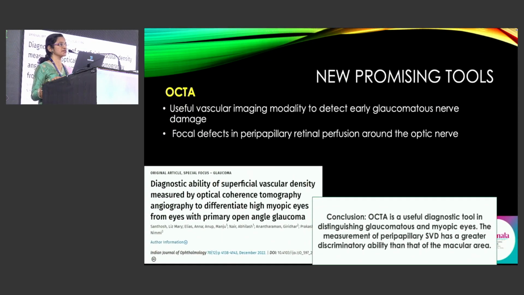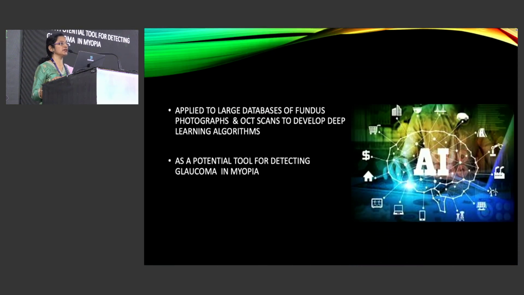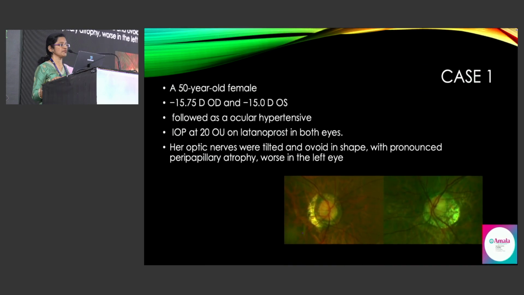We have new promising tools. There are angiography methods which can detect the focal defects in the peripapillary retinal perfusion around the optic nerve, and the study conducted at the Giridhar Eye Hospital has concluded that the measurement of the peripapillary superficial vascular density has a greater discriminatory ability than that of the macular area. So newer tools are there to differentiate high myopia. Again, a word about artificial intelligence, which is now being applied to large databases of fundus photographs and OCT scans to develop deep learning algorithms which may help to detect glaucoma in high myopes.